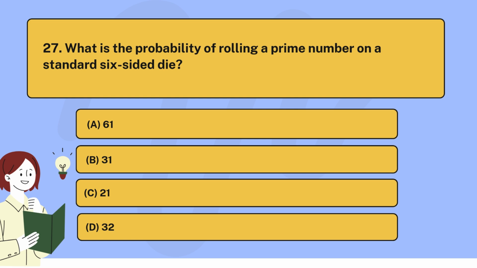Question 27. What is the probability of rolling a prime number on a standard 6-sided die? A. 1/6, B. 1/3, C. 1/2, D. 2/3.